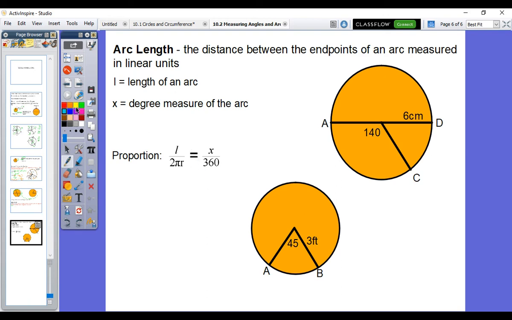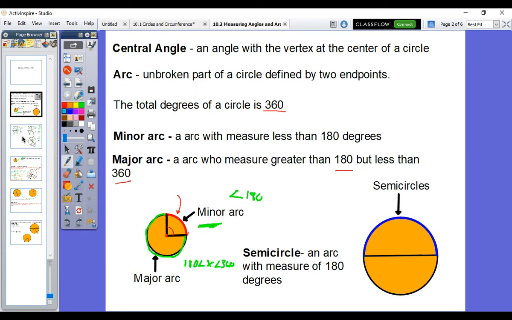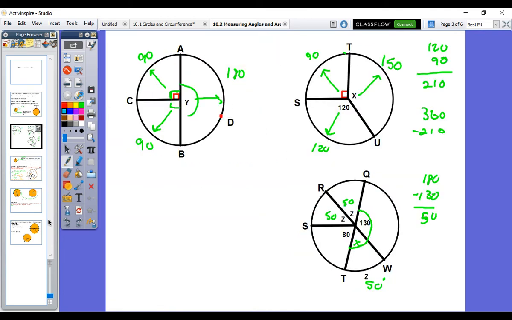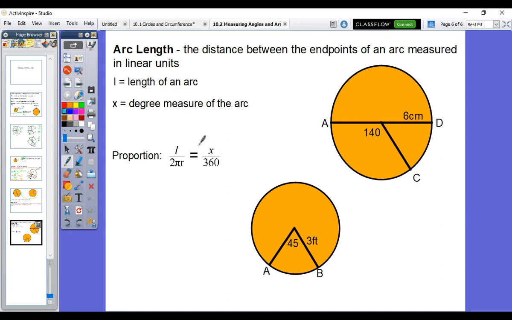The difference between arc measure and arc length: arc measure is in degrees, the measurement of degrees. Arc length is the actual length in feet, centimeters, and so on. Now, it's a combination of the two. So in our proportion, L stands for the length of the arc, in feet, centimeters, etc., some actual measurement. Degrees will be your x, the degrees of the arc.